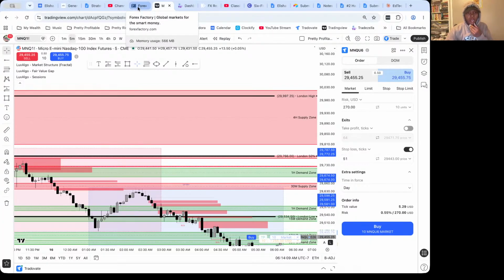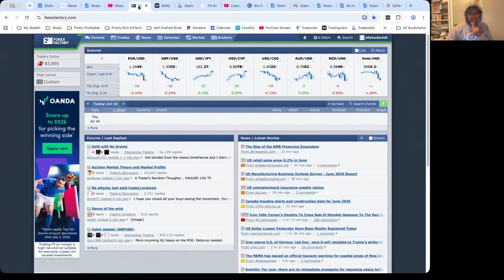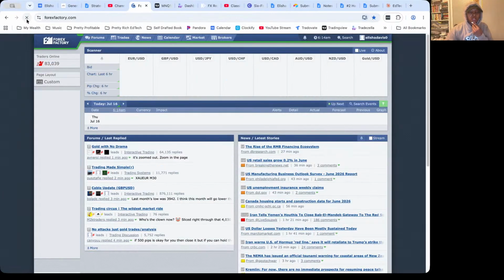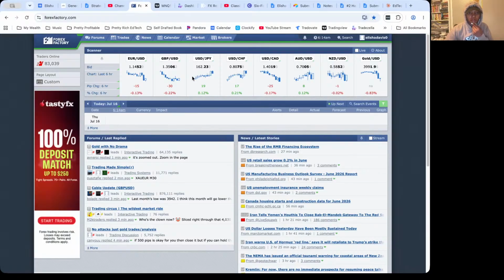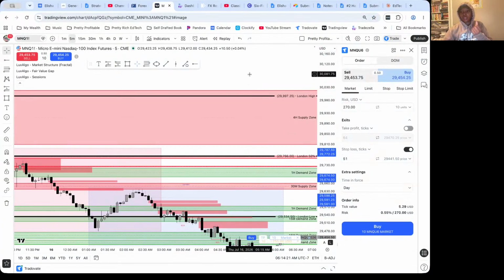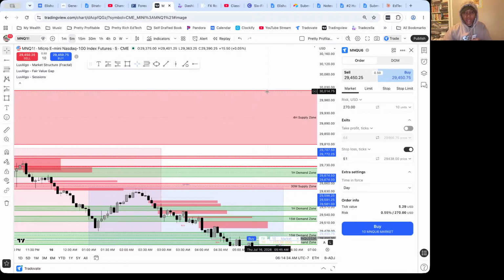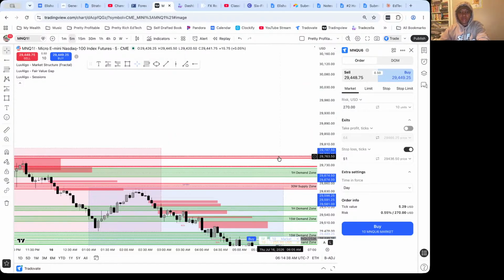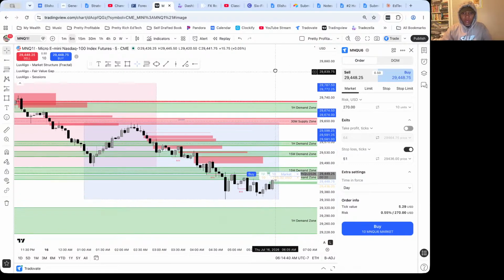Currently paper trading right now to learn. Let's check the news. If there's any news today, no news. I did learn something that I didn't know. Deletes. I'm going to delete all of my zones right here.